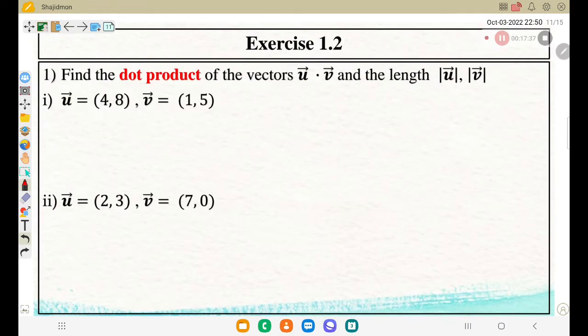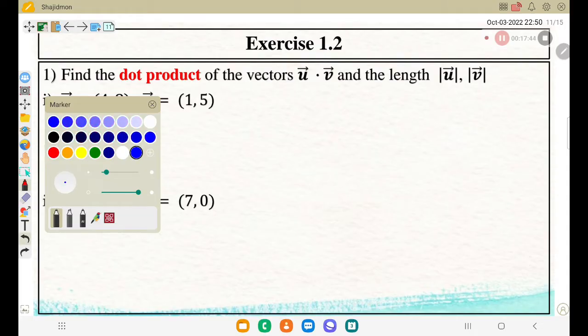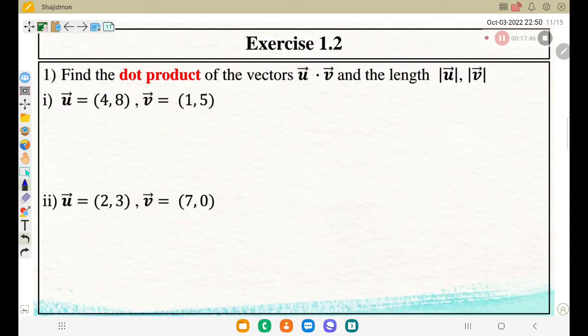Okay, now we will go to the exercise. Exercise 1.2. We will practice the questions now. First question, find the dot product of the vectors U and V and find absolute U and absolute V. We already studied how to find absolute U and absolute V. So first find the dot product, vector U dot vector V.